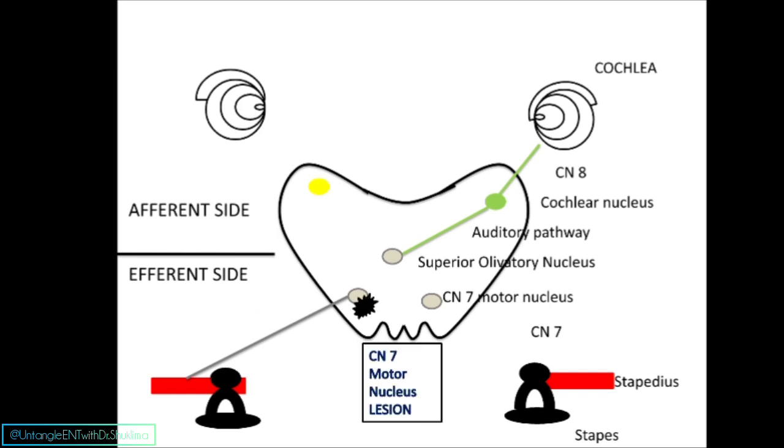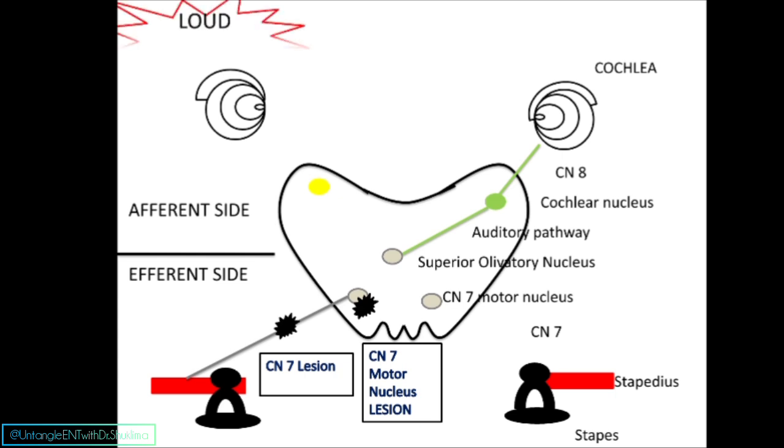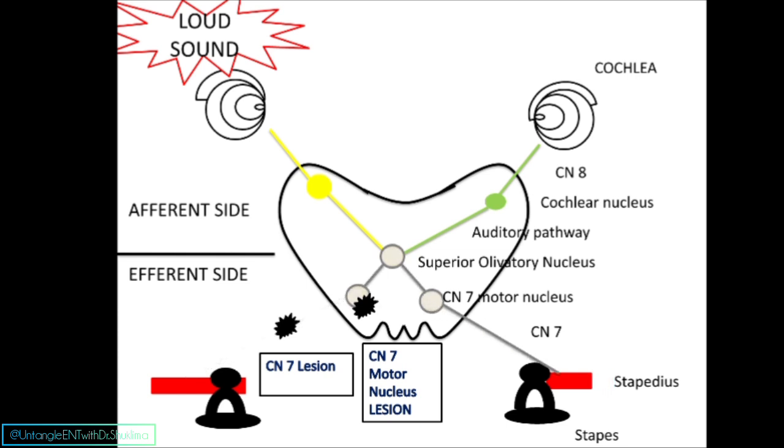Now let's see, suppose there is a cranial nerve 7 motor nucleus lesion or a cranial nerve 7 peripheral lesion, and we give a loud sound to the ipsilateral ear, suppose on the right side. The sound travels through the afferent side. It reaches the superior olivary nucleus, but on the same side, that is on the right side, the sound is not further transmitted, but on the opposite side the sound is transmitted through the facial nerve 7. The information is transmitted and the stapedial contraction occurs on the opposite side. Therefore, we get a contralateral acoustic reflex in this, but the ipsilateral acoustic reflex is absent.